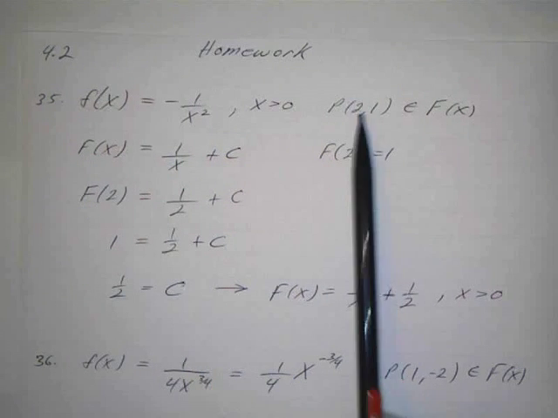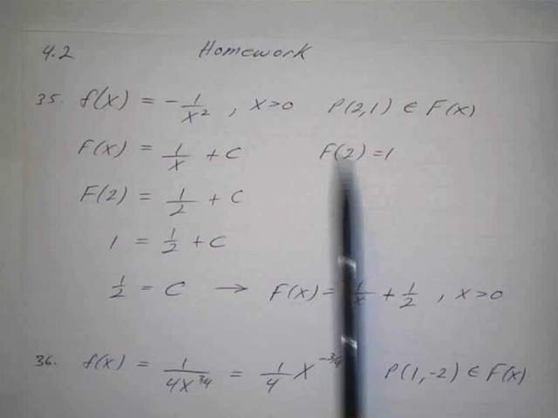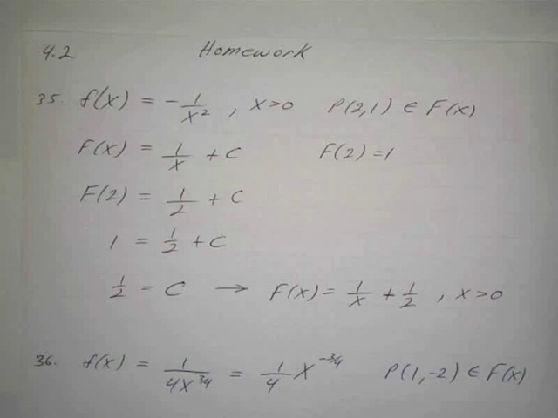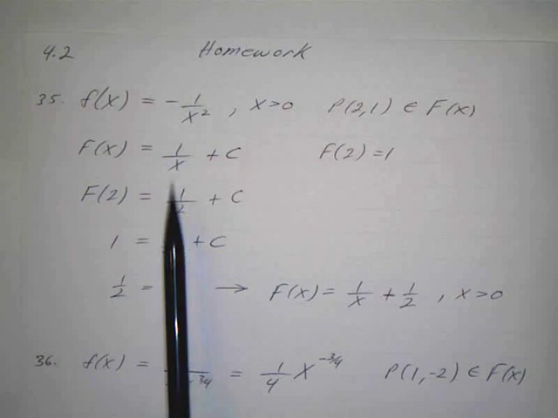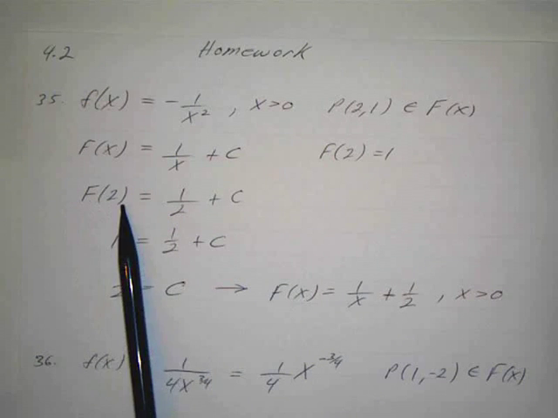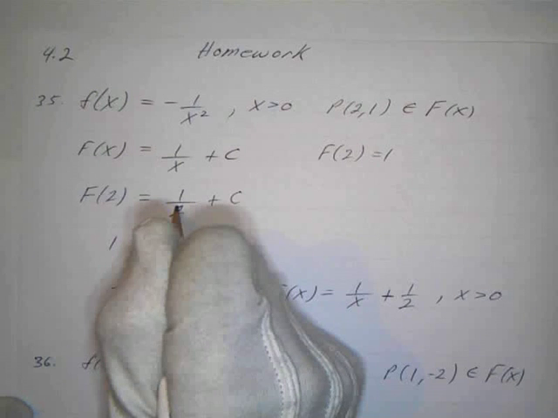But we know that F of 2 is 1. This is the x, this is the y, so this is F of 2, which is equal to y. That equals 1. So we just rewrite this. Instead of F of x, we write F of 2. Instead of writing x, I put 2. So F of 2 equals 1/2, so you can see that, that's 1/2.